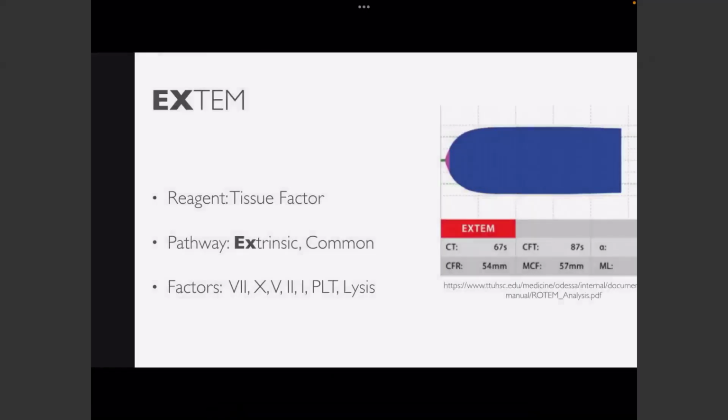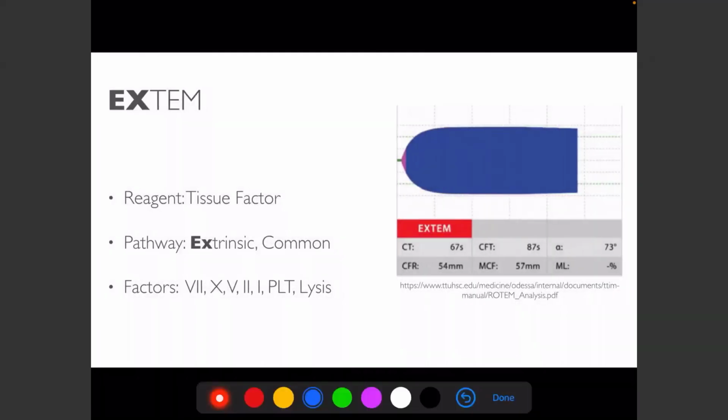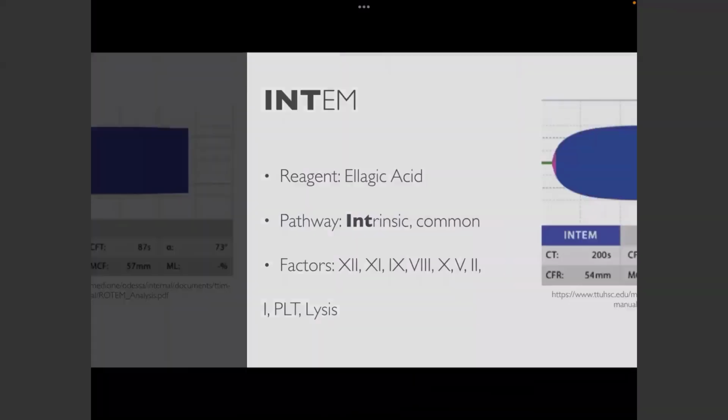And then when you get into the specific tests, here's what they actually mean. So EXTEM, basically what they do is you take the cup that's spinning with the wire and you're adding tissue factor into the blood. So you're only activating the extrinsic pathway, essentially. So that's why you run it, because that isolates problems with just the extrinsic pathway. So what it does is identify problems with 7, 10, 5, 2, 1, the platelets, and then lysis. So you'll see all that information, essentially extrinsic all the way down. I think that's pretty straightforward.